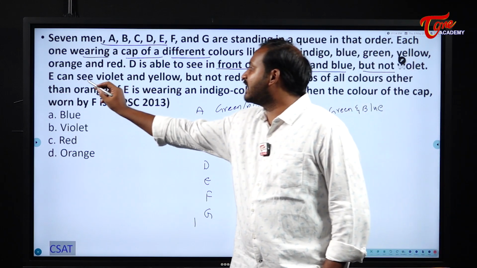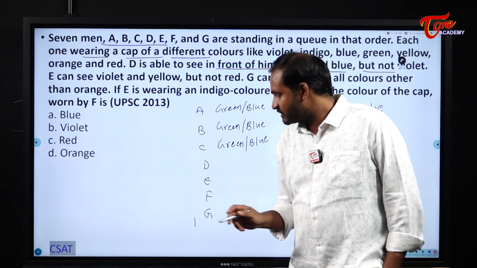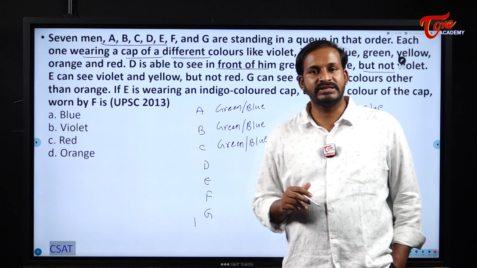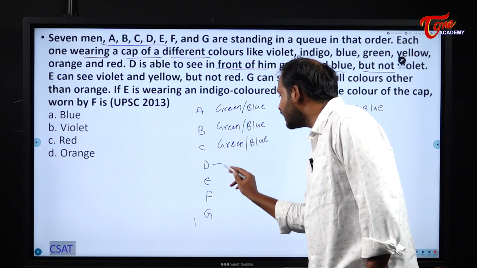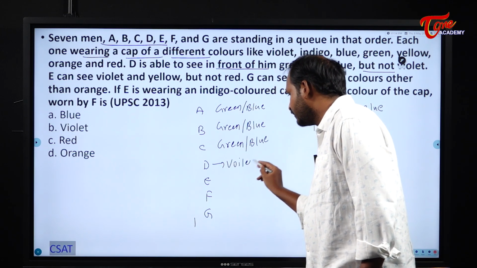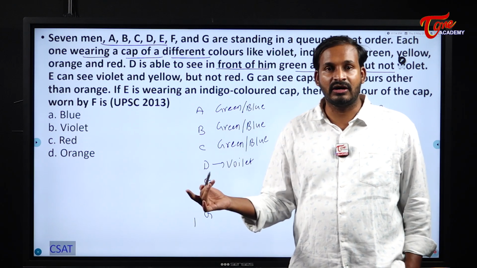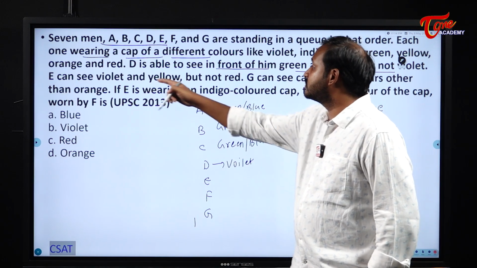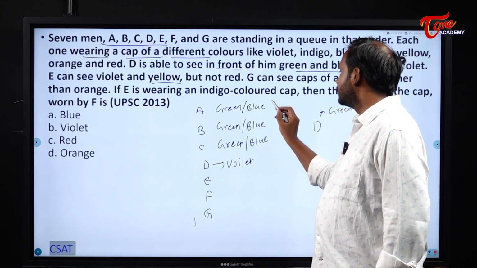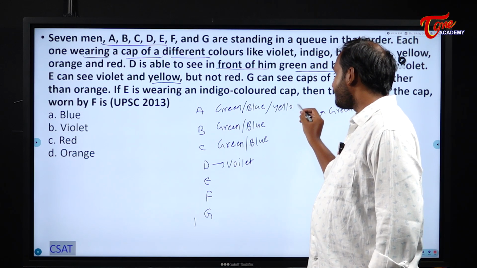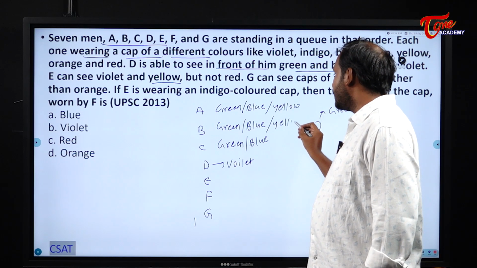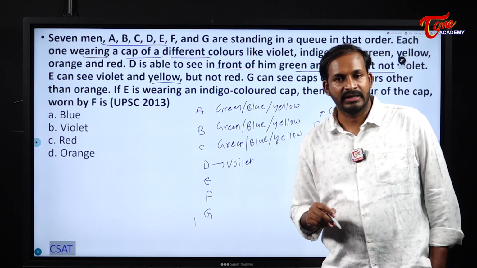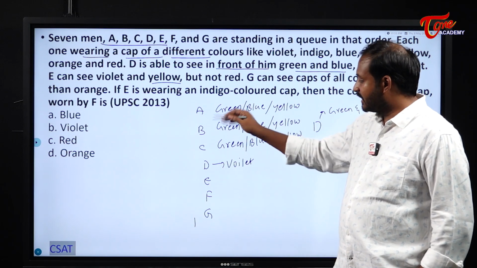Okay, next. E can see violet and yellow. Now see here, E can see violet, but D cannot see violet. Now tell me, what does that mean? D is wearing the violet colored cap. E can see violet but D cannot. And E is also able to see yellow. That means here it can be yellow. That means A, B and C will wear green, blue or yellow caps. Okay, those three caps are settled when D was finished.